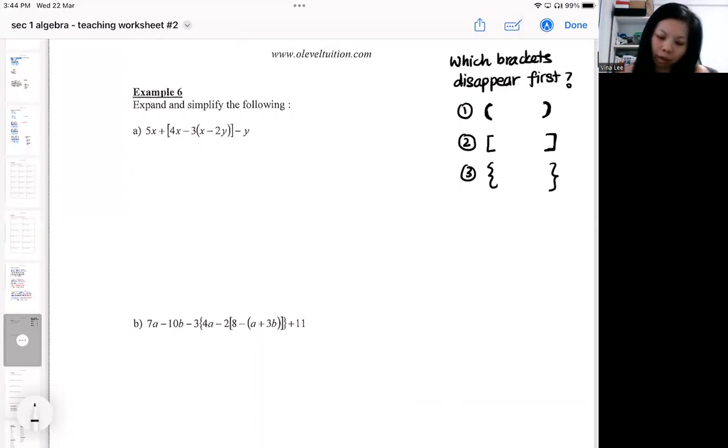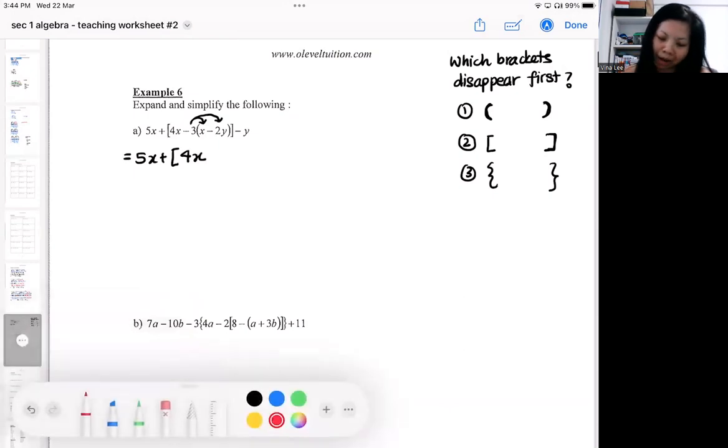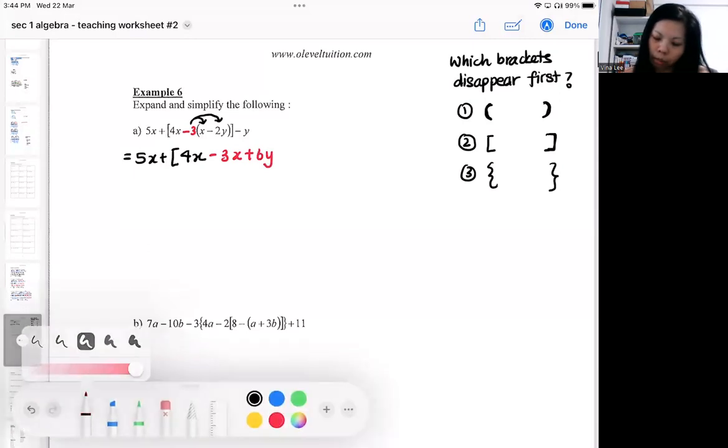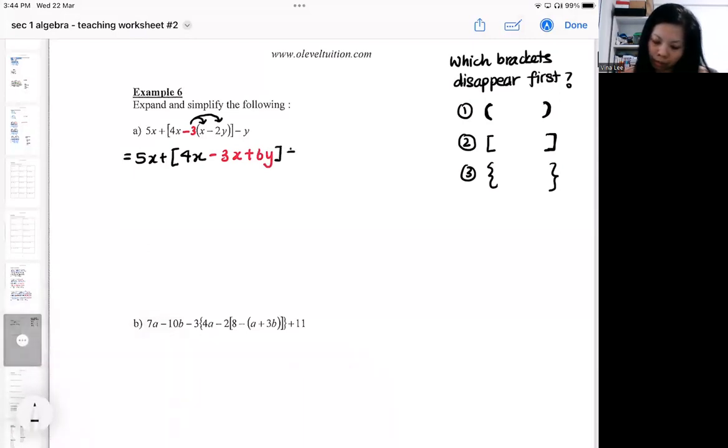So how am I going to make the round bracket disappear first? If you look at 6A, we only got the round and the square bracket. So I'm going to disappear the round bracket first. Disappear the round bracket means you expand out. That means please don't touch the rest. And you expand out the -3. So you get a -3x, you get a +6y. And then the round bracket disappears. Can you see that? The lowest rank guy disappeared.